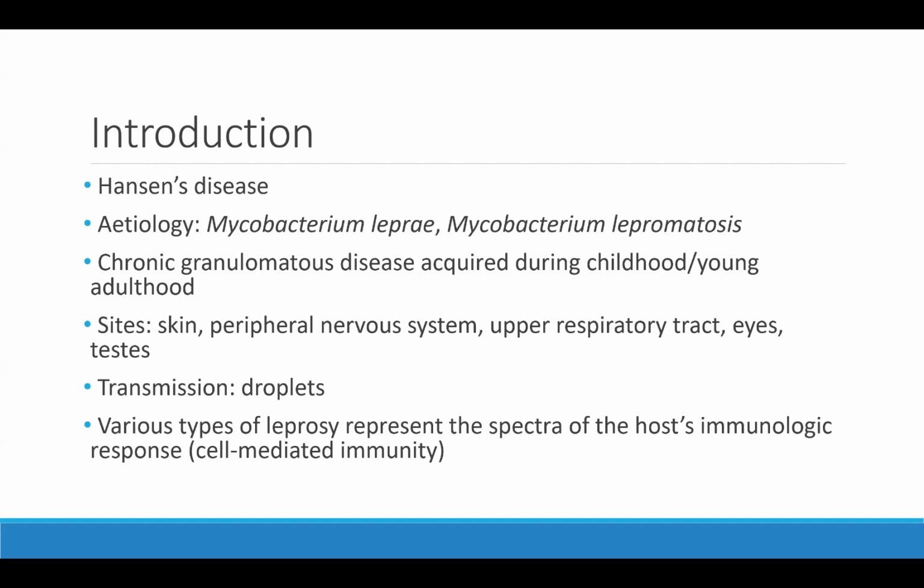Leprosy is also known as Hansen's disease. It is caused by Mycobacterium leprae or Mycobacterium lepromatosis. This is a chronic granulomatous disease acquired during childhood or young adulthood. Common sites involved include the skin, peripheral nervous system, upper respiratory tract, eyes, and testes. Transmission is via droplets. Various types of leprosy represent the spectra of the host immunologic response based on cell-mediated immunity.